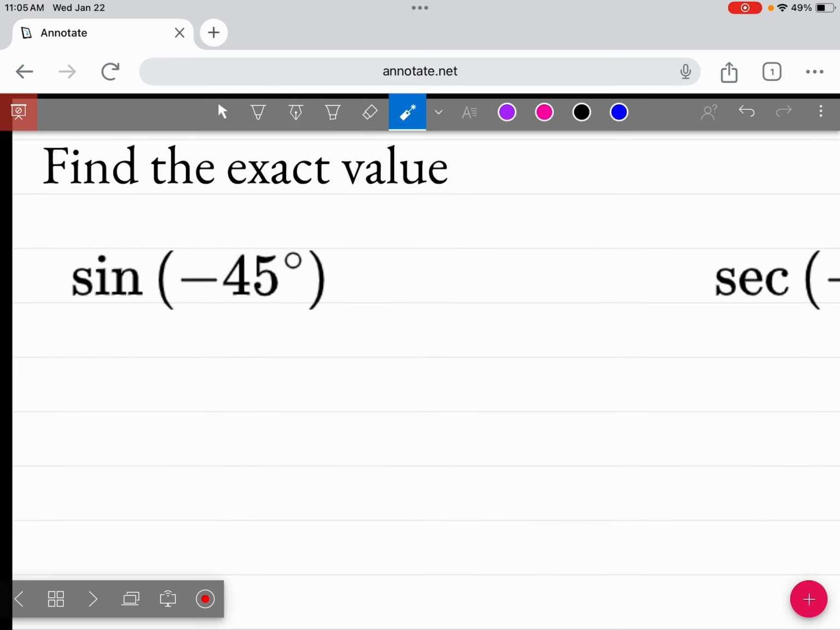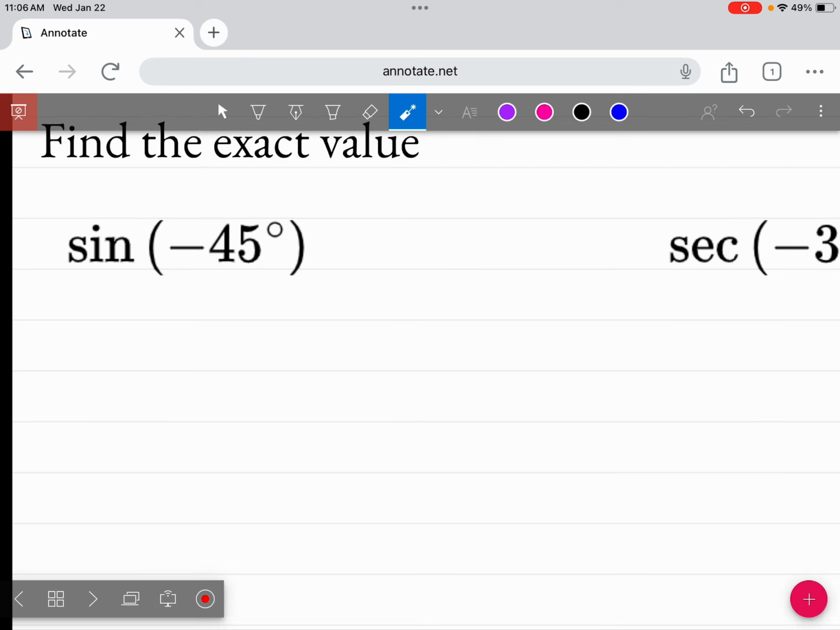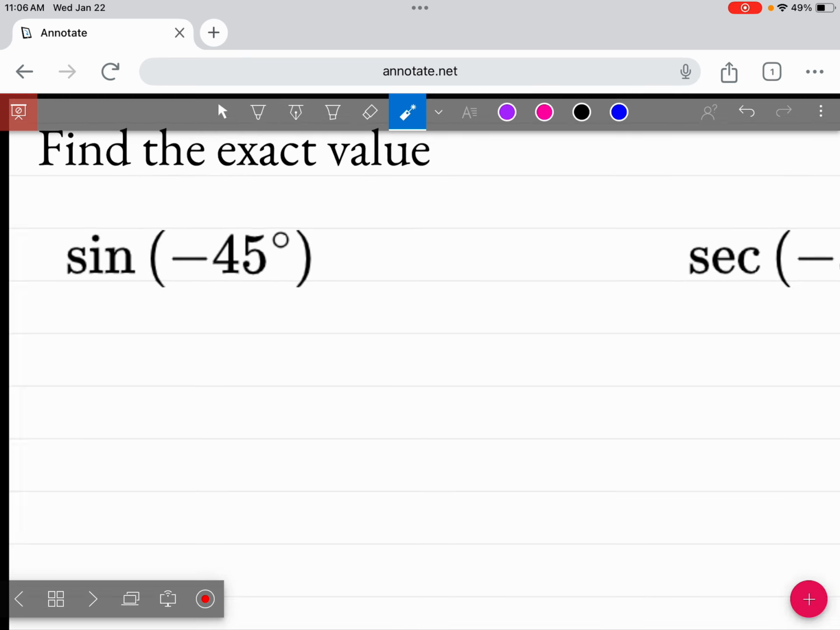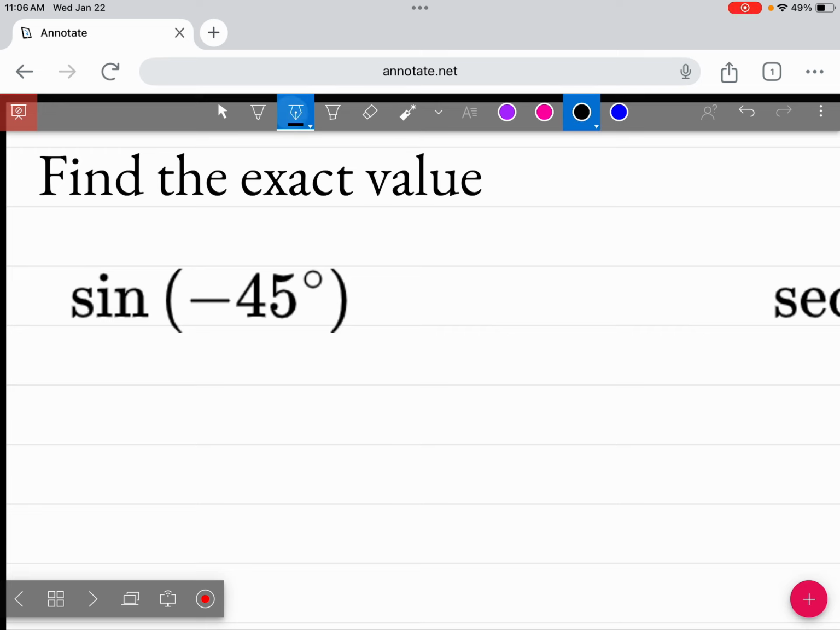So we're going to have sine of negative 45 degrees. And the question will be worded like this. Find the exact value. I want to know sine of negative 45. Well, we just talked about how sine changes signs. So I could write sine of negative 45 degrees without doing anything else to it. I know this is going to be the exact same as the opposite of sine of positive 45 degrees.